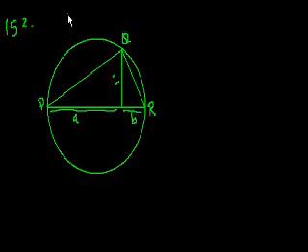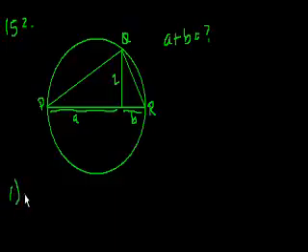Fair enough. So they say if arc PQR, so that's that arc right there, is a semicircle, what is the length of diameter PR? So they essentially want to know what A plus B is, right? That's PR. So that's their question. So immediately, well, let's just look at their statements. What did they give us?